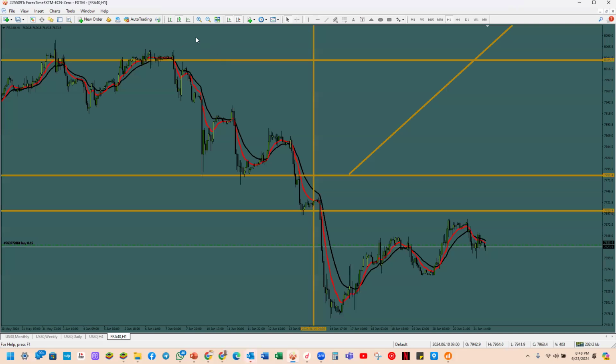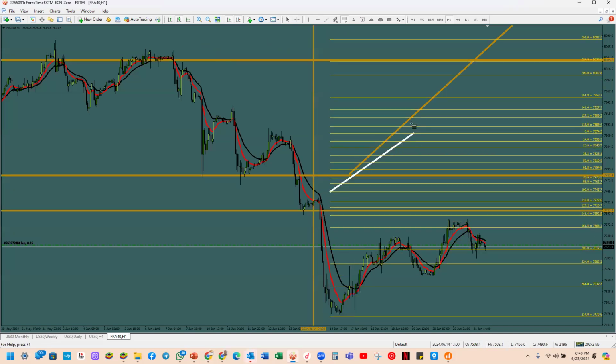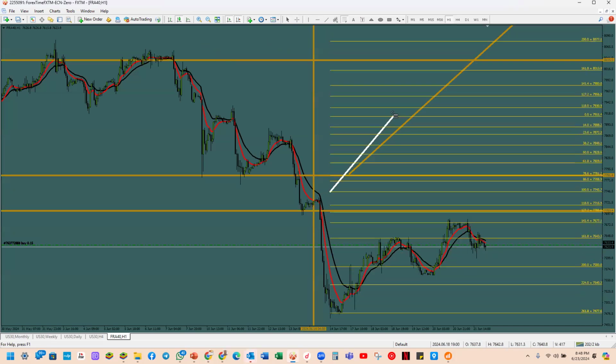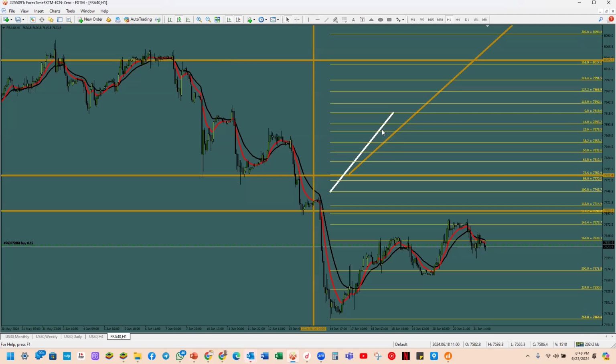Capish? Then another tool that we use mainly is the Fibonacci tool. The Fibonacci tool. Our main class for today is actually the Fibonacci tool. That's our main class for today. Okay, so after now we're going to delve into that.